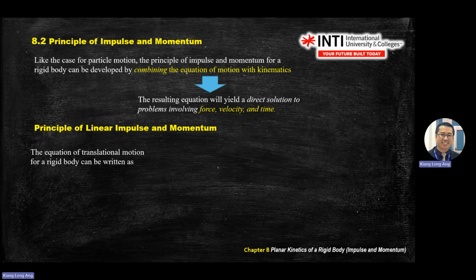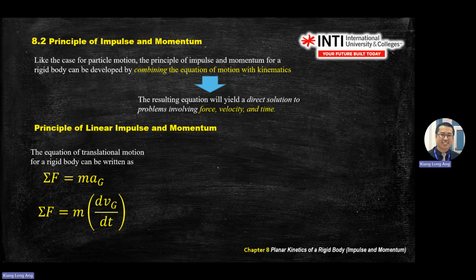Okay. So what is principle of linear impulse and momentum? Again, in previous chapter in particles, what's impulse? So we know F equal to ma. This is in a translation motion. What I mean by translation is no orientation changes, right? So it can move in a straight line or it can move in a circular motion in translation. So F equal to ma.